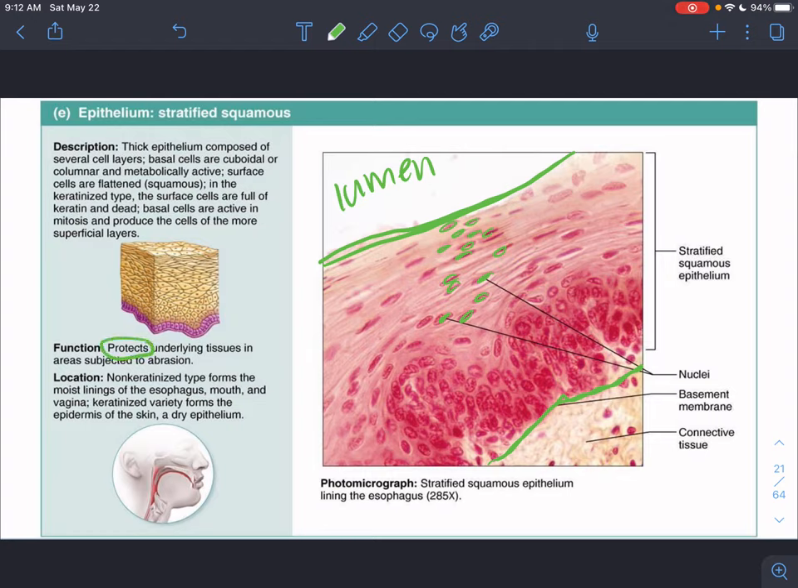You're going to find it in the esophagus, mouth, vagina, and places where you have more abrasion, like the skin. Oh, skin is a dry epithelium. Epidermis of the skin. So all areas that there's going to be a lot of abrasion.